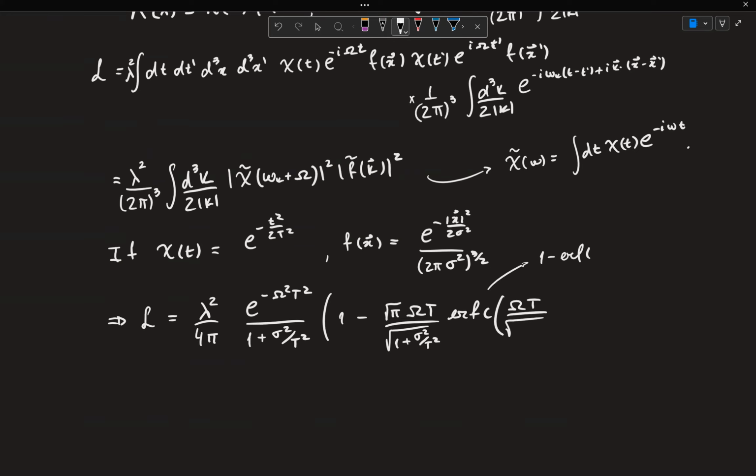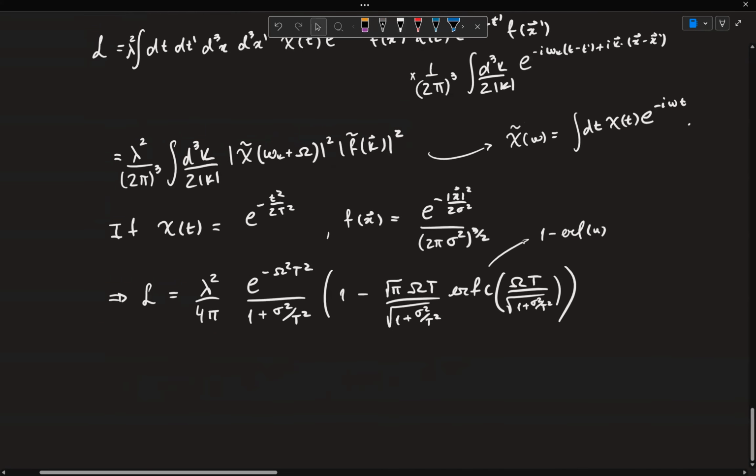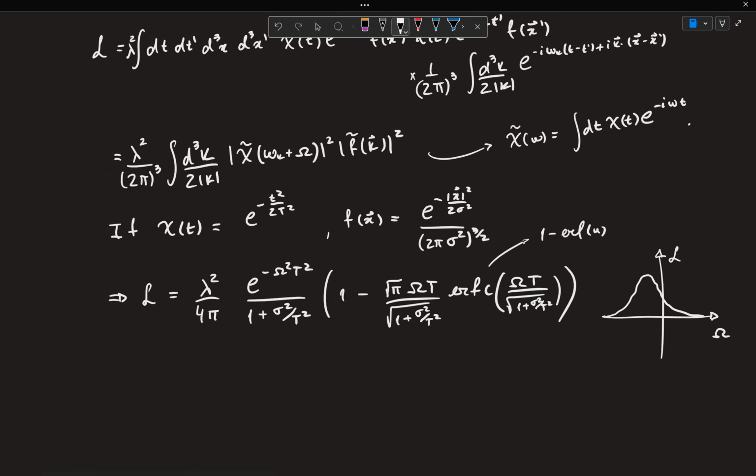Okay, so you can actually get the excitation probability analytically here in terms of all of the parameters. What you will find is that the general shape of this excitation probability will basically be something like this. This is the shape as omega is here and L is here for finite sigma, finite T.